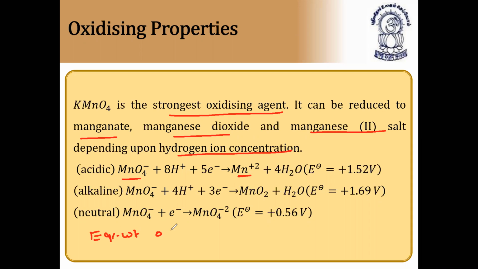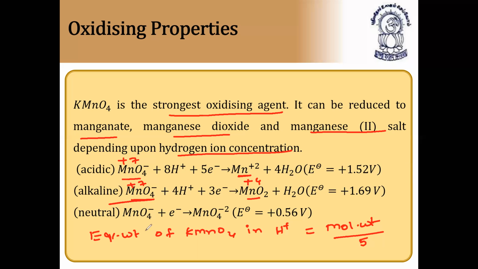Equivalent weight of potassium permanganate in acidic medium, in H plus ions, is equal to molecular weight by, very, very important, the change in oxidation state. It is +7 changes to +2, so it is 5. Similarly, potassium permanganate in alkaline medium, +7 changes to +4. So in alkaline medium, potassium permanganate changes to manganese dioxide.